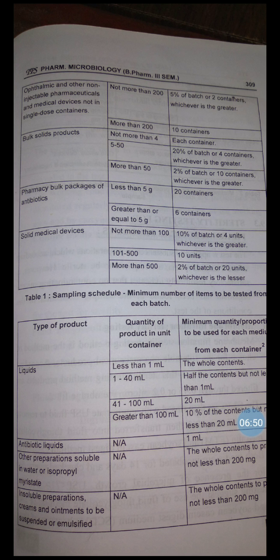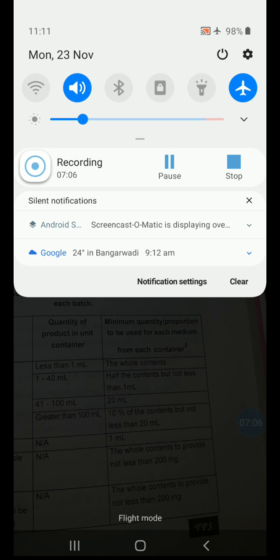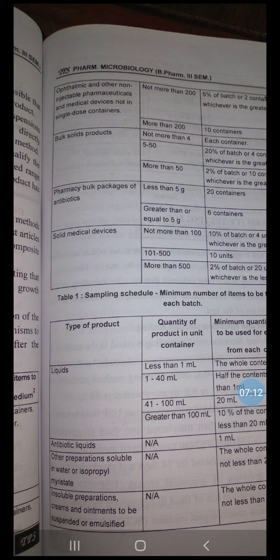Then pharmacy bulk package of antibiotic: if it is less than 5 gram, then it's 20 containers, or greater than or equal to 5 gram, then it is 6 containers. Then for solid medical devices, if not more than 100, then 10% of batch or 4 units, whichever is the greater. Then 101 to 500, then it is 10 units. Then if it is more than 500, then it is 2% of batch or 20 units, whichever is the lesser. So this is the sampling schedule for minimum number of items to be tested from each batch.